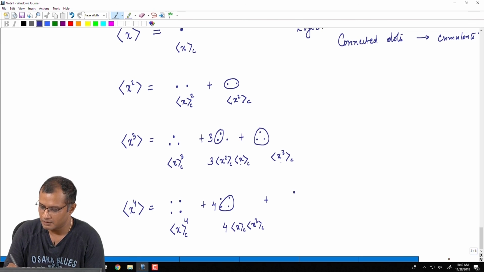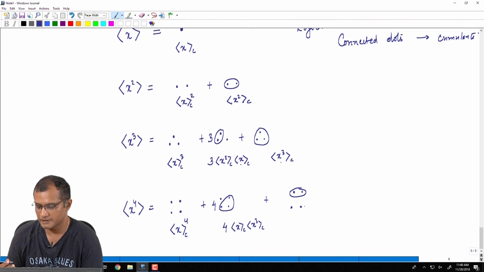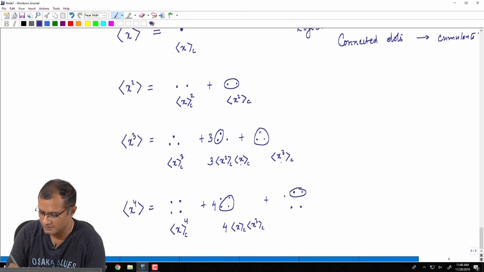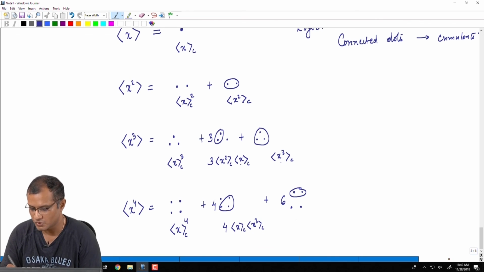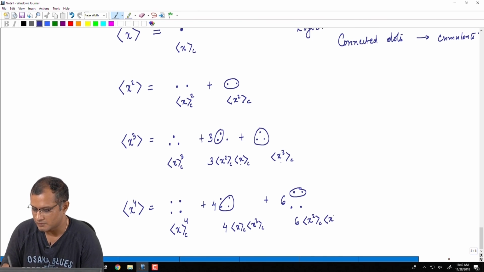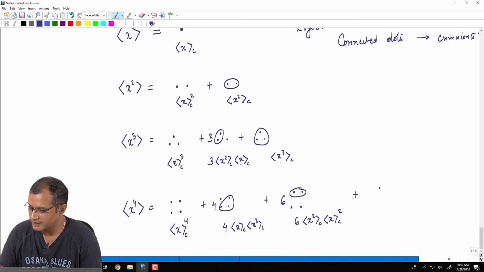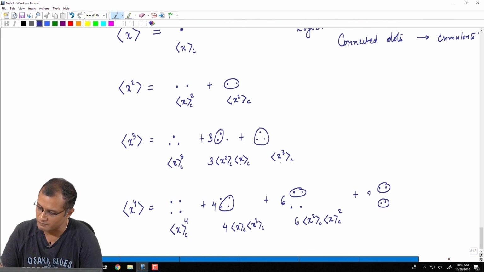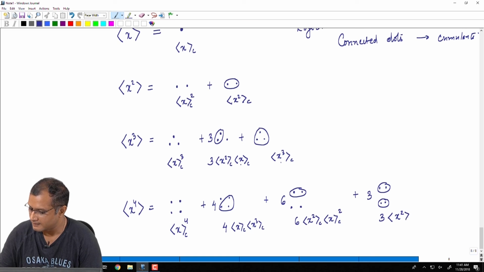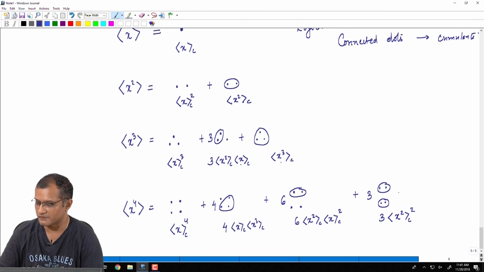I can pick 2 of them and leave the other two, and these are 4C2 ways, which is 6 ways of doing it. So, this is 6 times the second cumulant into the square of the first cumulant, plus I can pick 2 and also pick the other 2. There are 3 ways of doing it. So, I am going to write 3 times the second cumulant squared, because each one of them is a second cumulant.